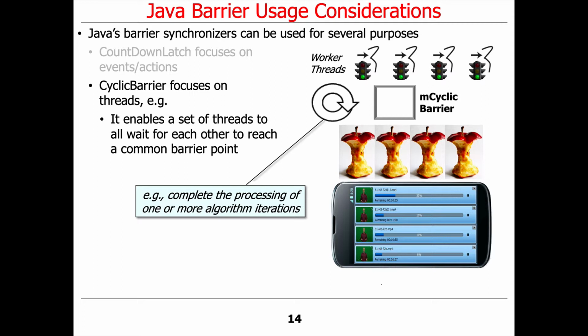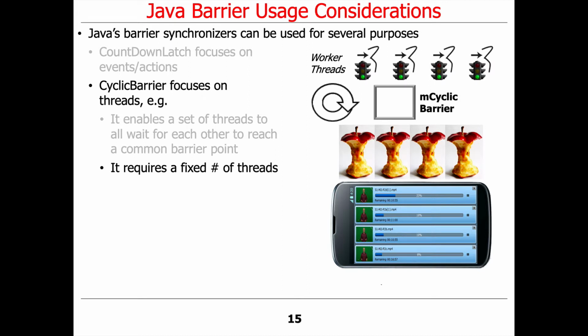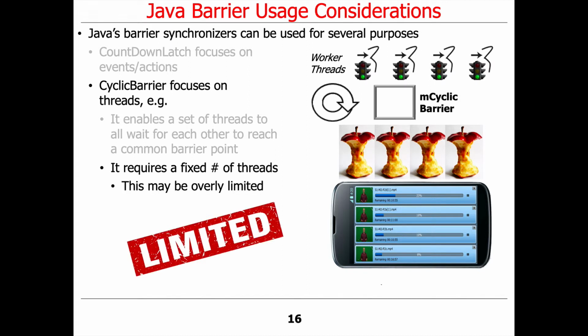For example, you can use cyclic barriers to complete the processing of one or more algorithm iterations. We talked earlier, when we covered the Java cyclic barrier example application, about how it would run the various GCD tests for the various algorithms in phases. It would let all the algorithms run on one set of data. Then it would generate the next set of data. It would then let all those algorithms run again and time their performance and so on. Remember that cyclic barrier requires a fixed number of threads, which is really one of the limitations that it has.